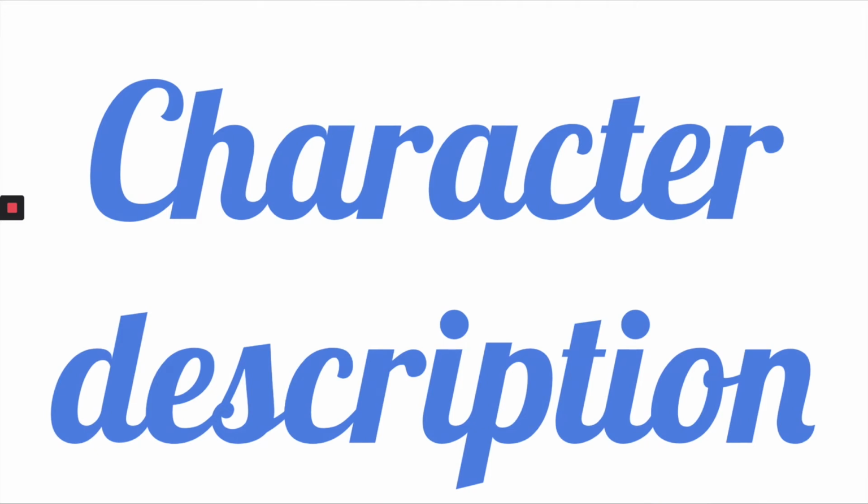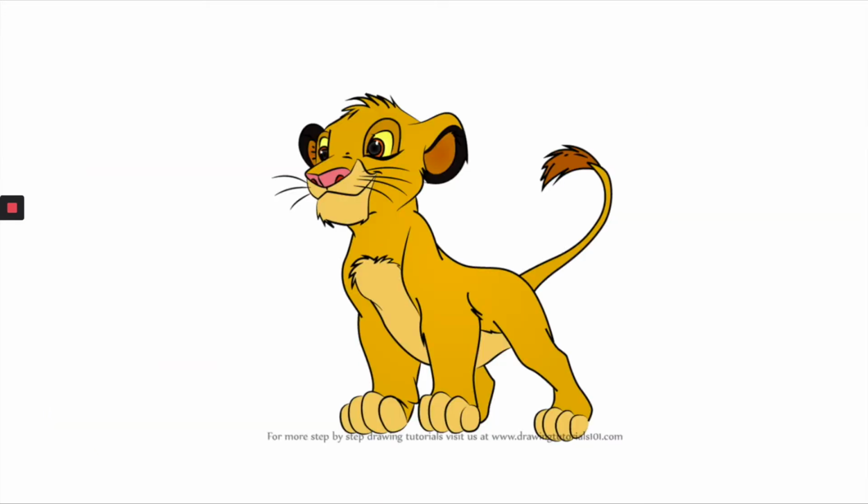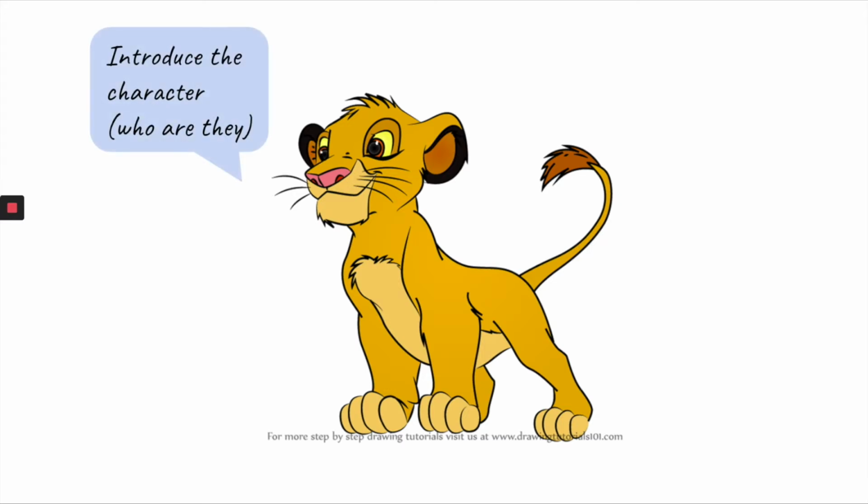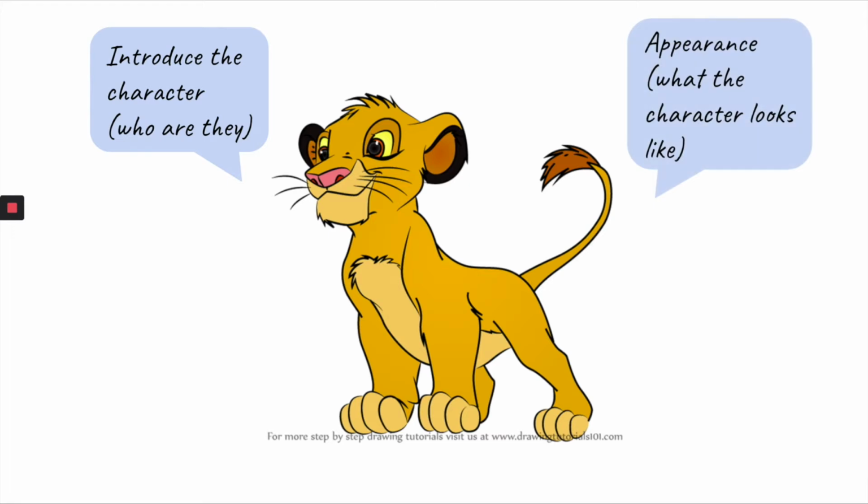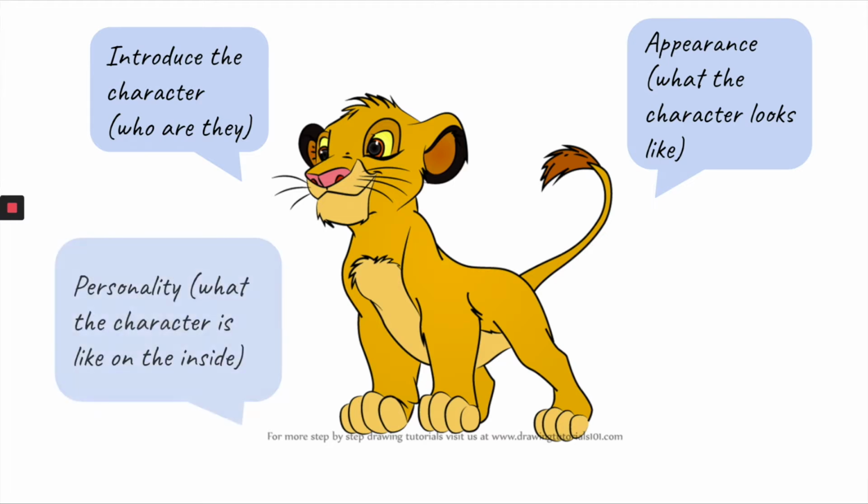The last character description I think we wrote was when we were doing Africa back in September and October, and we wrote a character description about Simba. Now, if you remember, when we wrote the character description, we introduced the character, so we just said who they were. We spoke about the character's appearance, so that means what the character looks like. We wrote about the character's personality, so what the character is like on the inside. And finally, we wrote about the character's likes and dislikes, the things they like doing, things they don't like doing, things like that.